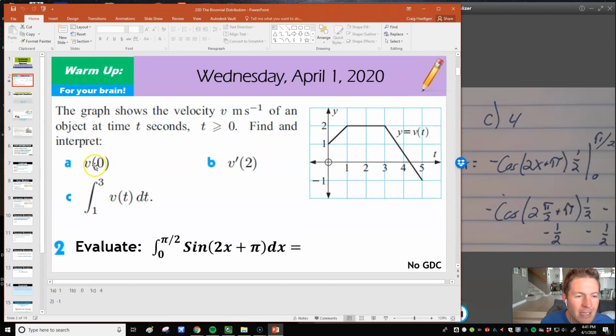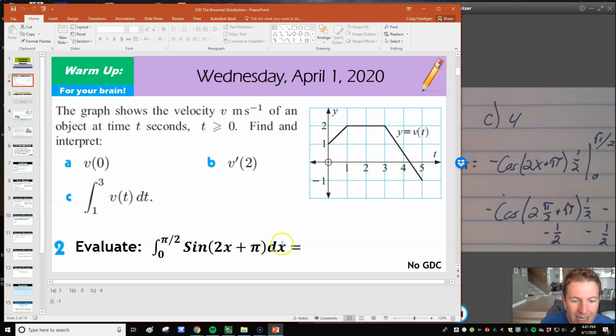Just briefly, talking about these ones. So here the velocity at 0 is asked. Remember, this is a velocity function here. So the velocity function equals 1 when you plug in 0. Here it's asking for the derivative of the velocity function at 2, or it's asking for the slope at 2. The slope at 2 here is 0. Here, this is kind of the displacement, or another way of asking is what's the area under the curve between 1 and 3? The area under the curve between 1 and 3 is these 4 blocks, so that area is 4.